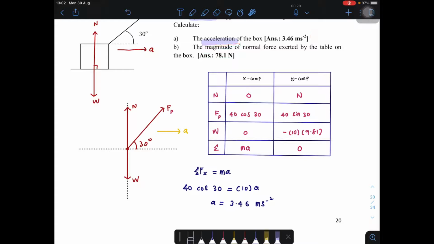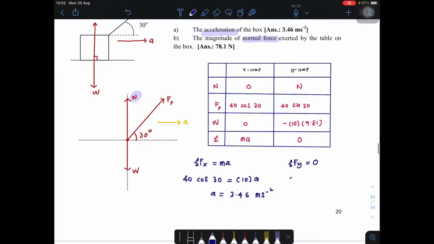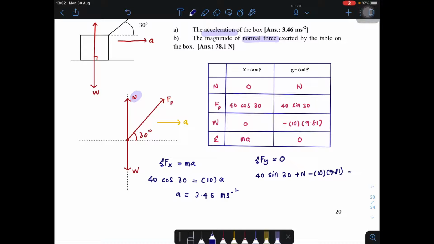We needed to find the acceleration, and next we need to find the normal force, the value for N. So we have 40 sin 30 plus N minus 10 times 9.81, equal to 0. So you will get the value for N equal to 78.1 Newton.